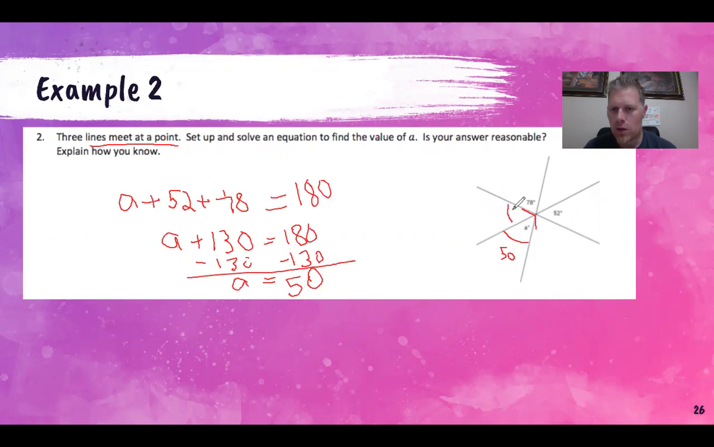If we said that this right here is the same as this one right here, which is 52, and we know that it's more than 90 by a little bit, 50 and 52 would be 110. That sounds about right. I'd say yes. Is my answer reasonable? Yes.